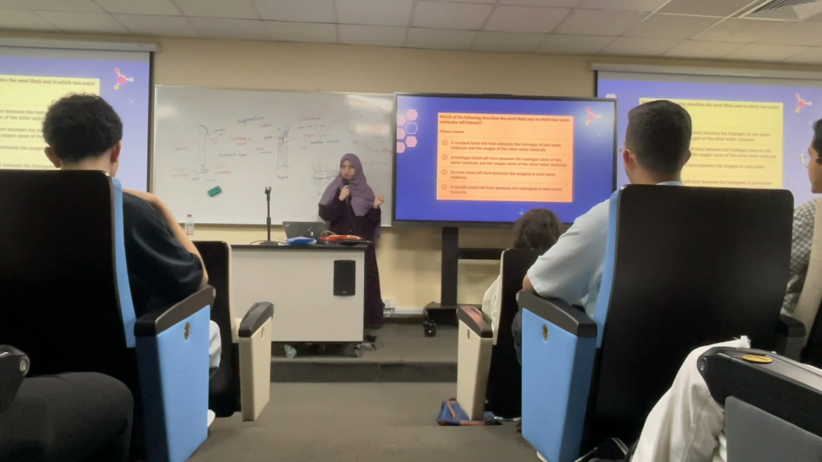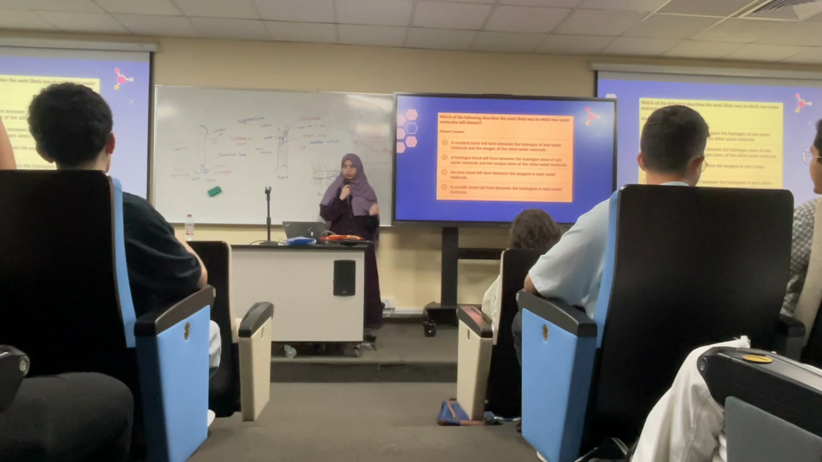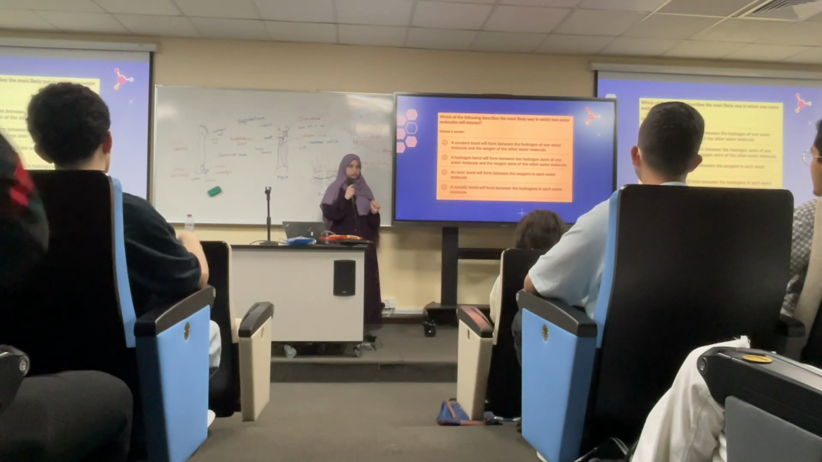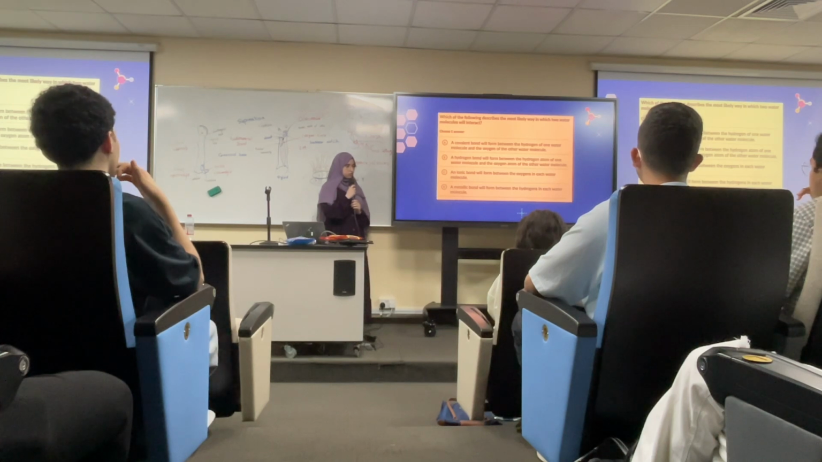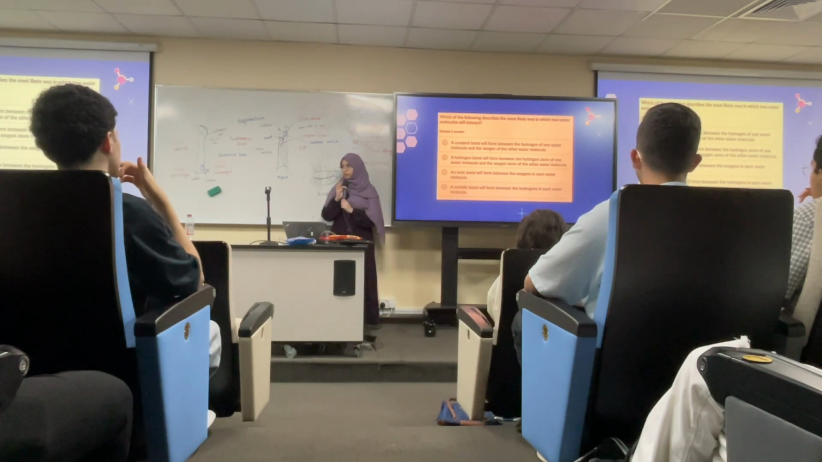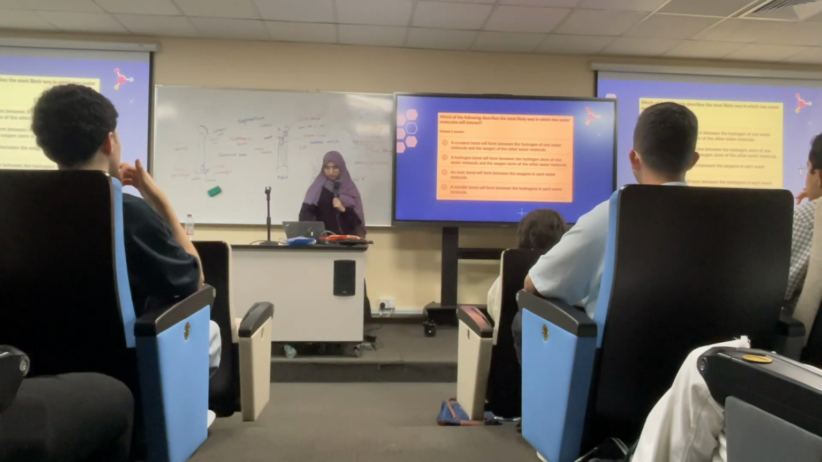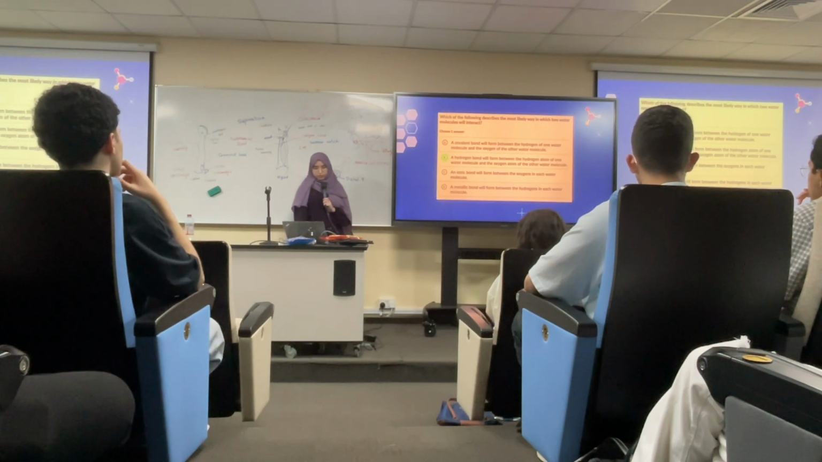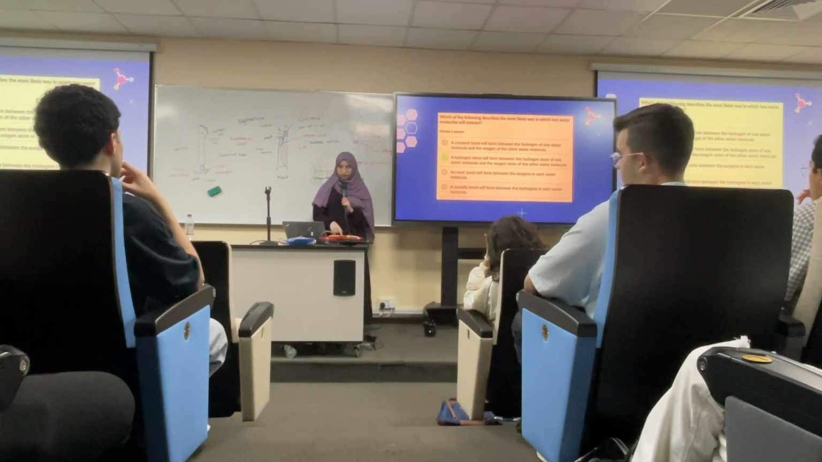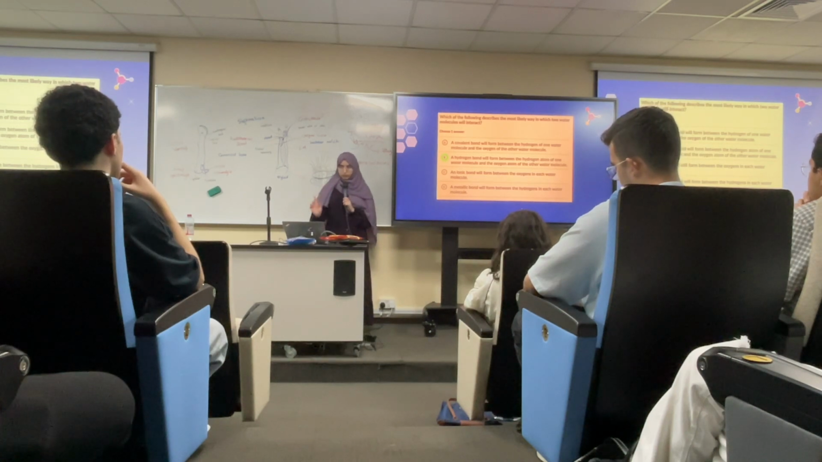Which of the following describes the most likely way in which two water molecules would interact? Any other answers? Everyone agrees on B? All right. The answer is B. So a hydrogen bond will form between the hydrogen atom of one water molecule and the oxygen atom of the other water molecule.